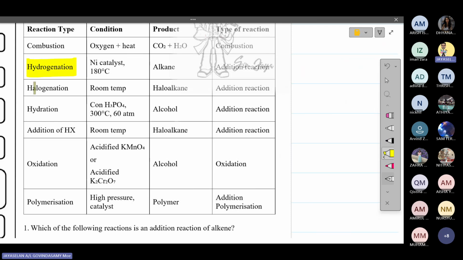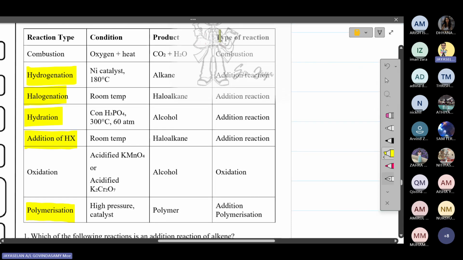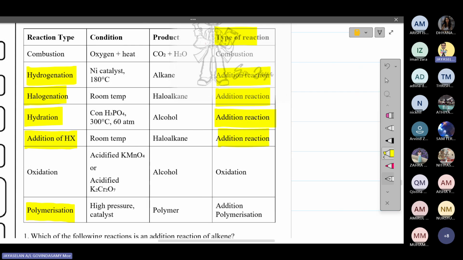Hydrogenation, halogenation, hydration, addition of hydrogen halide, and one more, polymerization. All these you add. If they ask what type of reaction, your answer is addition reaction. They are known as addition reactions. In the exam, they will ask. Okay, these three you must memorize. These three reactions are called addition reactions.